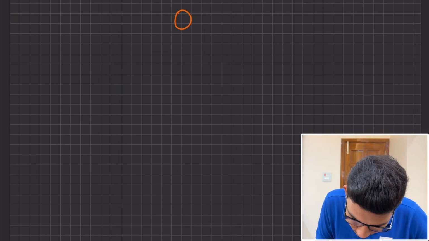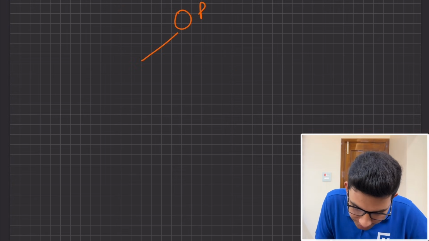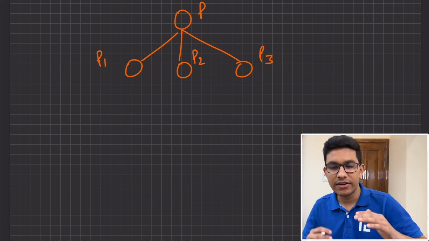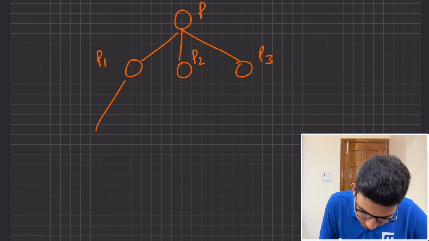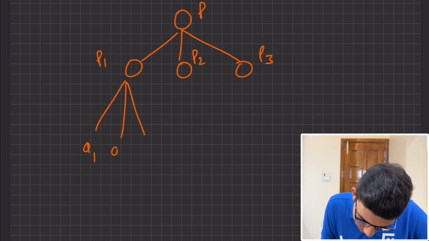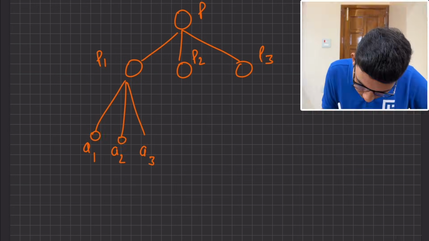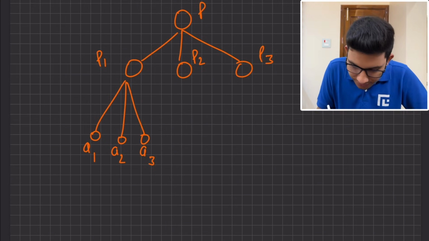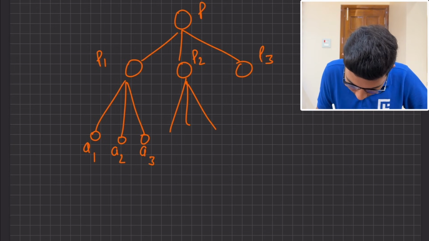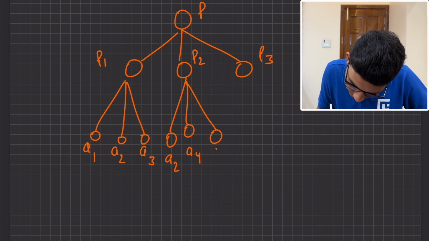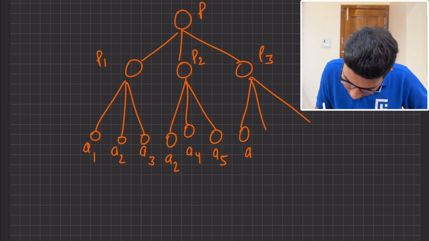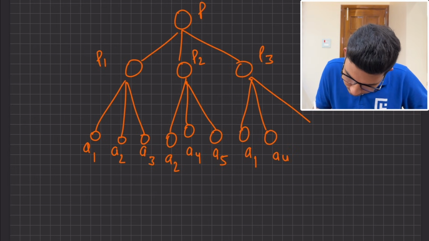Let's suppose this was the biggest problem P that you were trying to solve. You divided it into 3 problems. Let's suppose P1 is further divided into smaller subproblems. Let's call them A1, A2 and A3. And you realize that P2 is also further divided into 3 smaller subproblems, and one of them is A2. Let's say this is A2, this is A4 and this is A5. Let's suppose P3 is further divided into smaller problems. One of them is A1, one of them is A4 and the other one is A5.